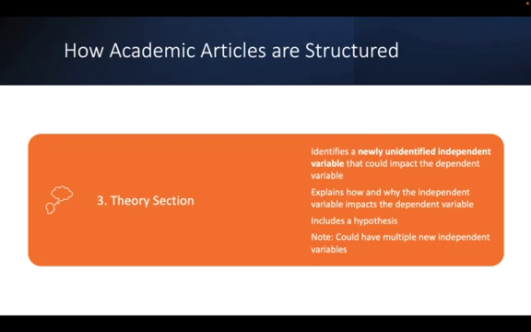Then there's a theory section where, if you're proposing a completely unique independent variable, you could introduce it and then show how it affects the dependent variable. You could also explain how and why the independent variable impacts the dependent variable at this point, which means you'll be involved in hypothesis testing. So you could have multiple new independent variables in this theory section. But there has to be some connection, some clear way in which your independent variable is affecting the dependent variable.